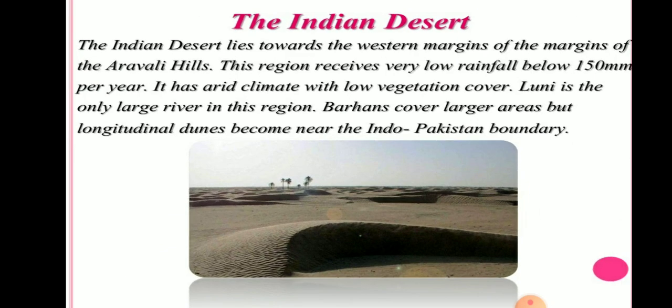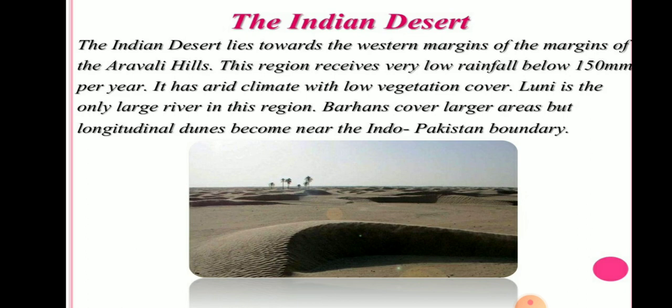After the Deccan Plateau, we have the Indian Desert. The Indian Desert lies toward the western margin of India, that is, the western margin of the Aravalli Hills. This region receives very low rainfall, below 150 mm per year. As rainfall is less, the climate is arid with low vegetation cover. The river flowing here is Luni, the only large river in this region.